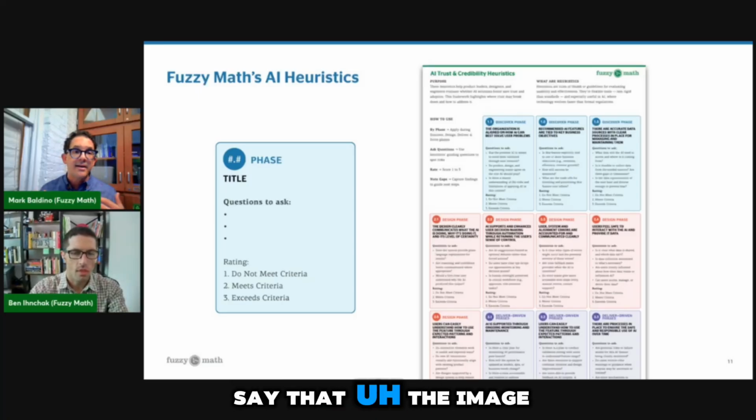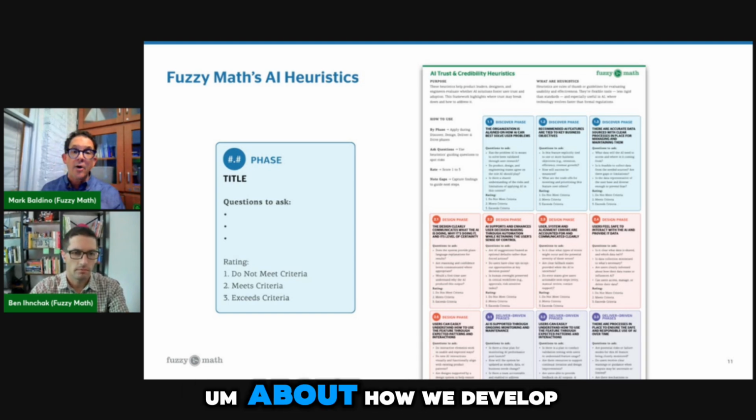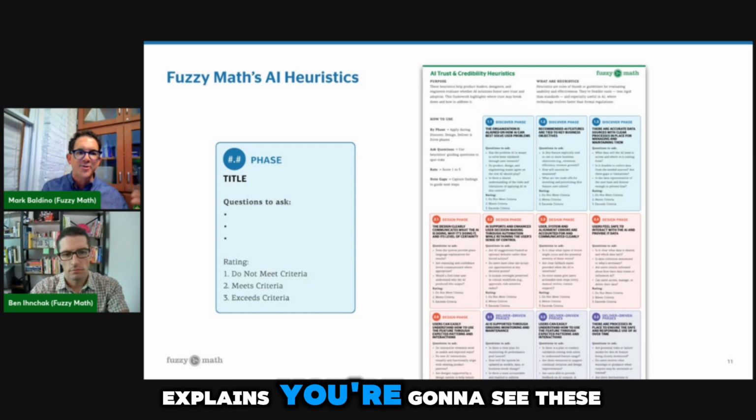I'd like to say that the image on the right is actually the full set of 11 heuristics and a little bit about how we developed those. And this sample card on the left, I just explained because you're going to see these cards a lot.